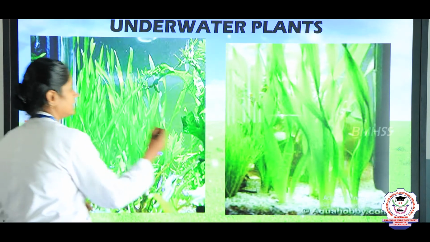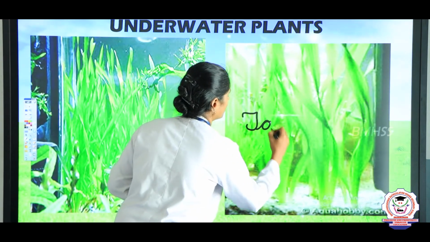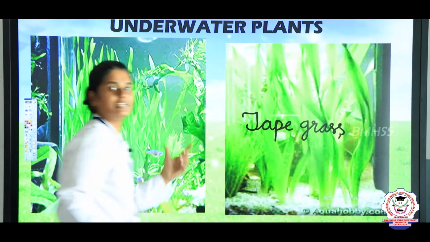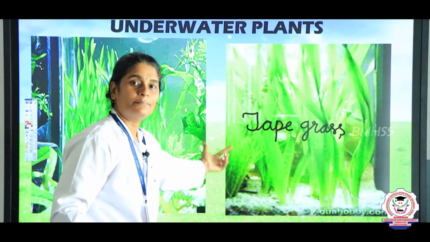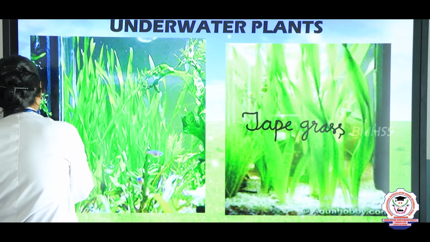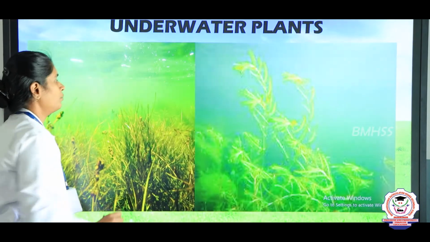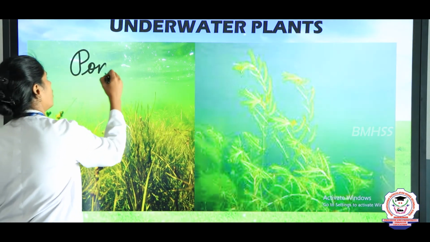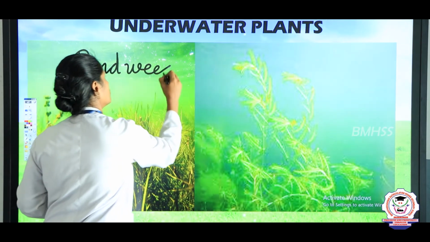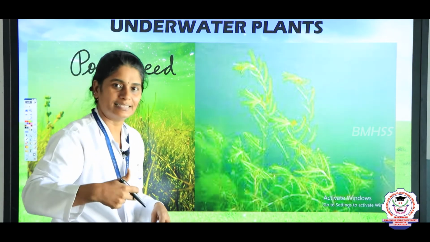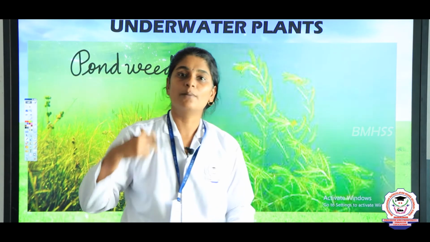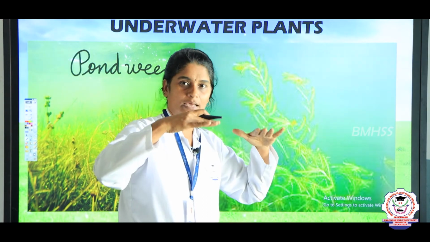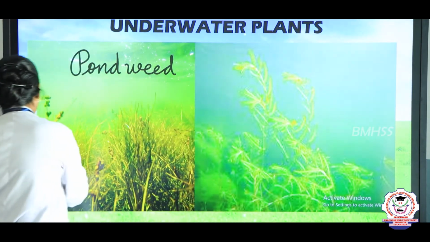This is tape grass. Tape grass is an example of underwater plants. The tape grass is also called Vallisneria. The next example is pondweed. So, what are the two plants that we saw under the examples of underwater plants? Pondweed and also tape grass. They are completely seen inside the water, right?